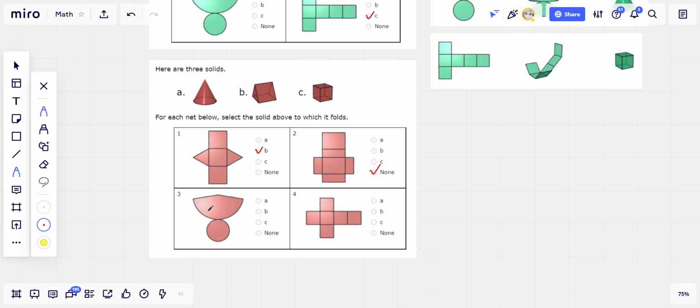And here we've got this odd shape in the circle. Do you remember this one? This rolls up to make the cone, so that's A. And then here we've got the 6 squares, and that folds up to make C, the cube. So that is a little bit of work with nets for solids.